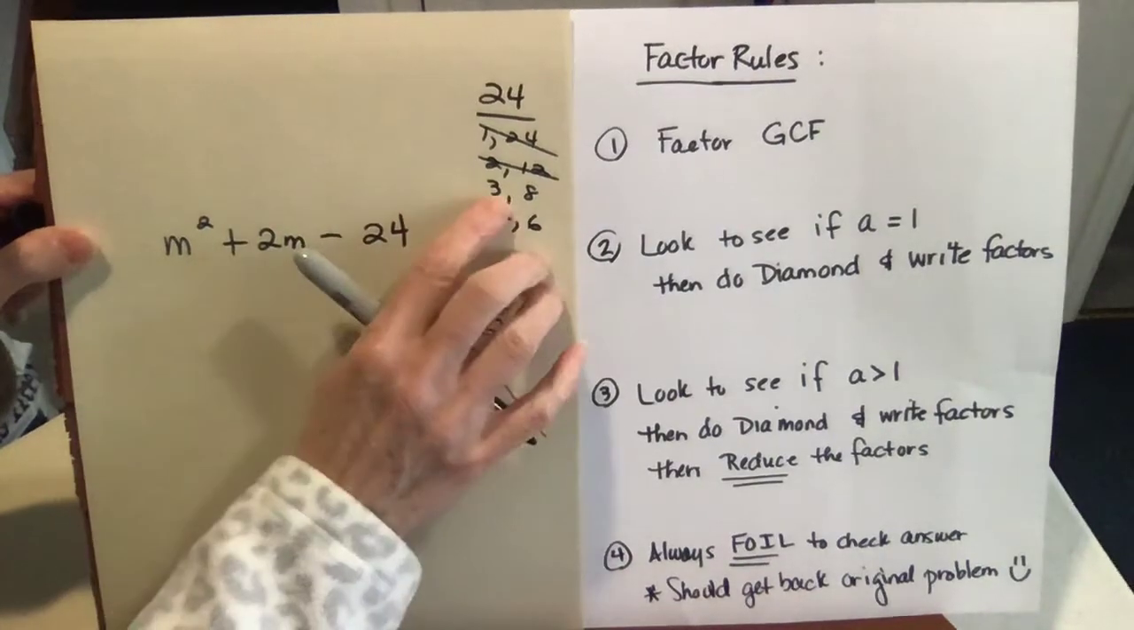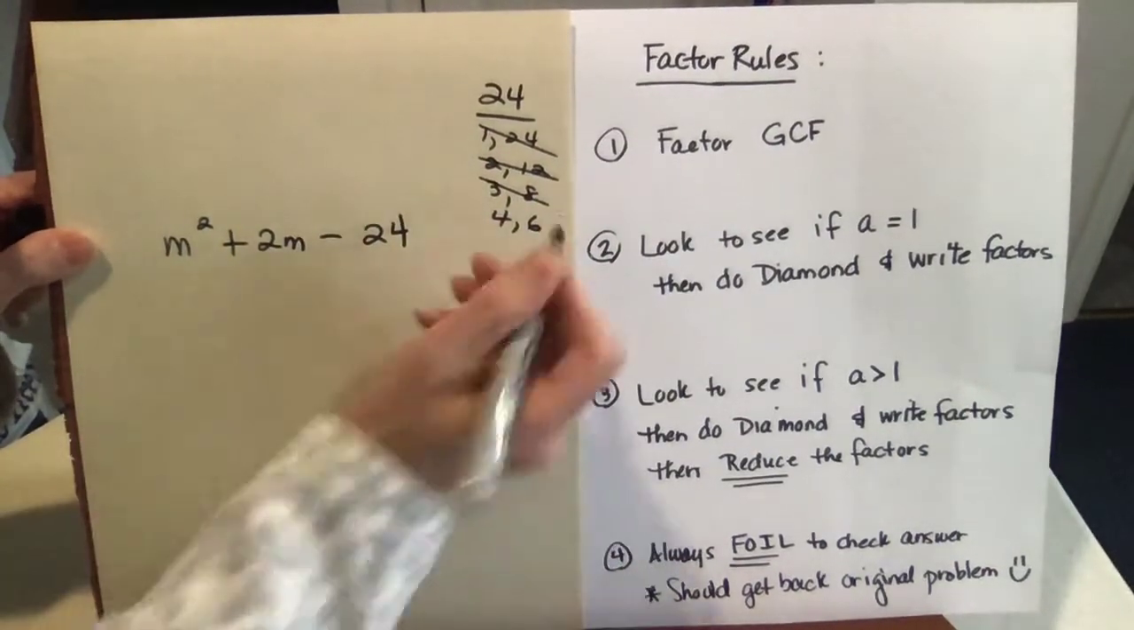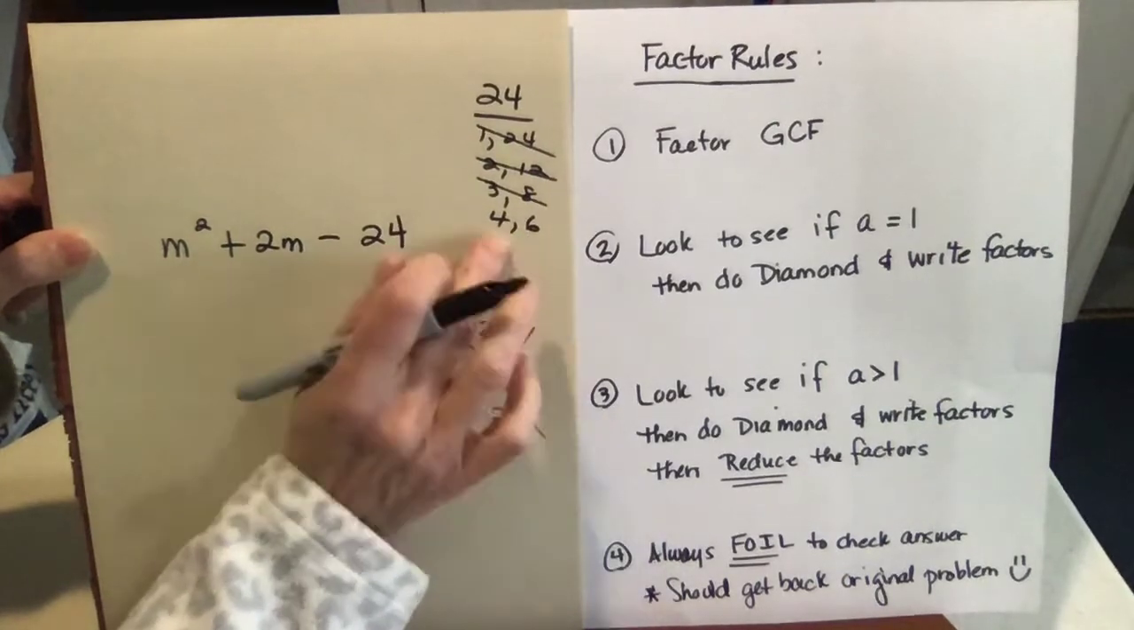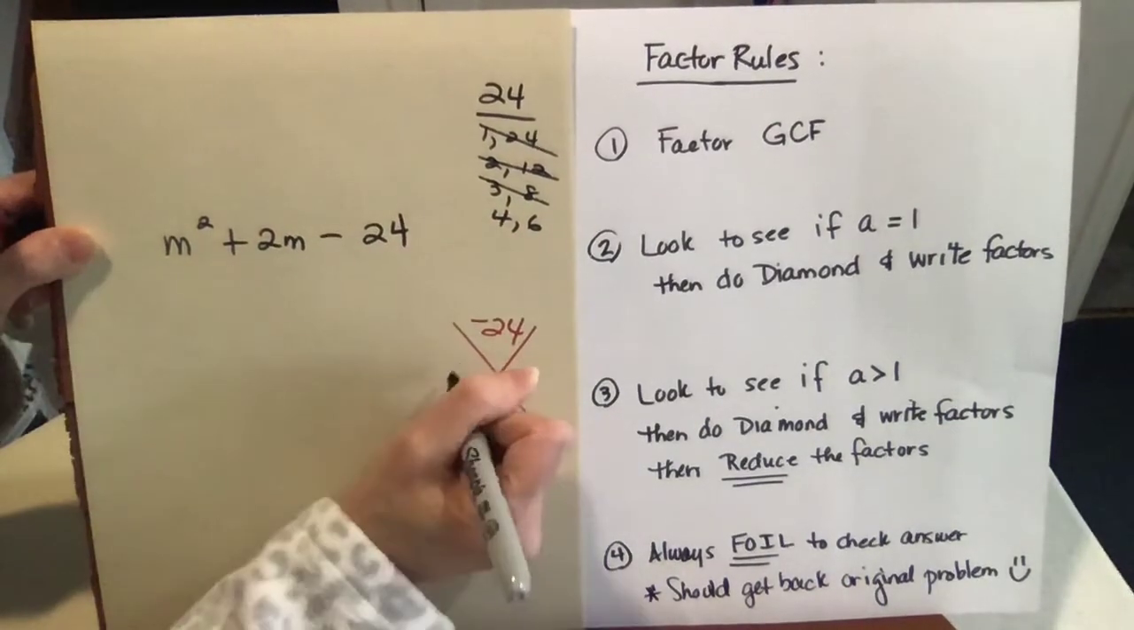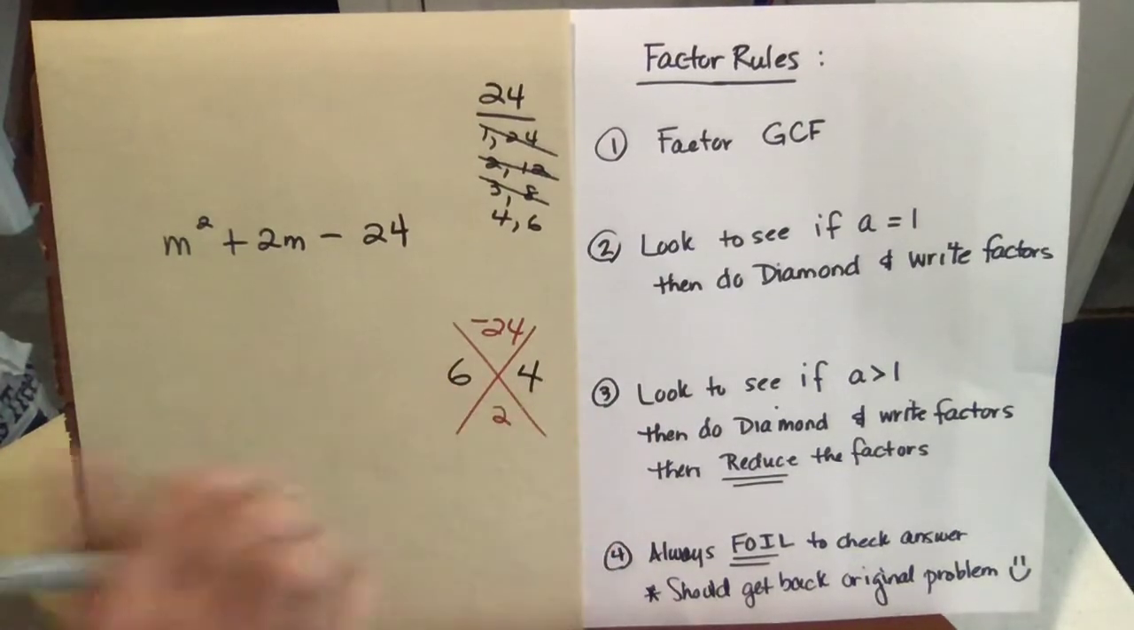If I add 3 and 8, I get 11. If I subtract, I get 5. Get rid of it. If I add 6 and 4, I get 10, but if I subtract, I get 2. So 6 and 4 are my contenders. And it doesn't matter which order you write these.